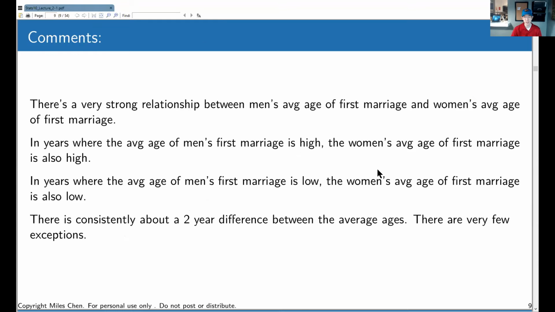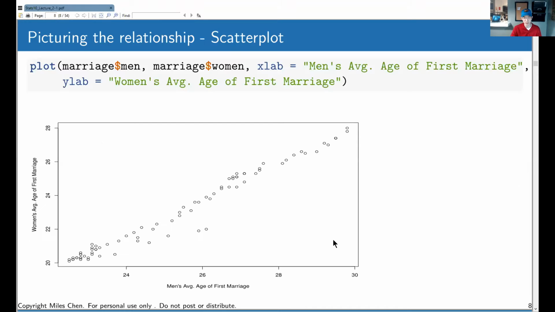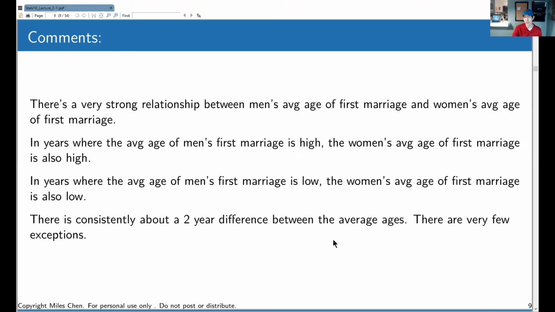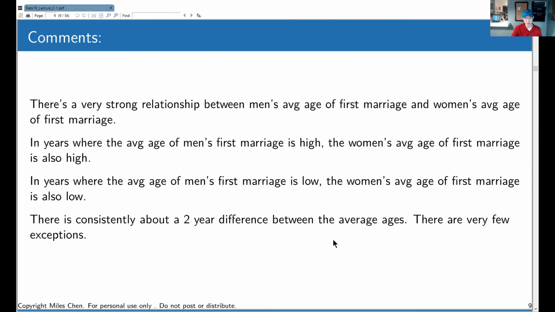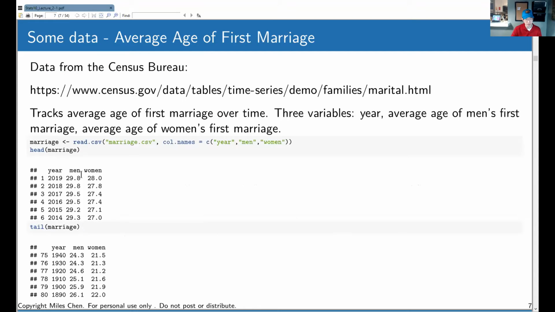But of course, this is just the average overall, not individuals. Some will have greater or smaller differences, and some will be older or younger than the average when they first get married, okay? These are not the only 2 variables in the data set, right? In the data set, we have year, we have men, we have women, okay?